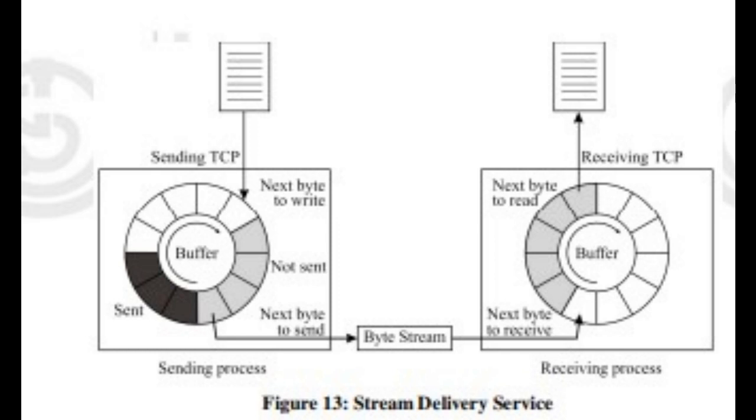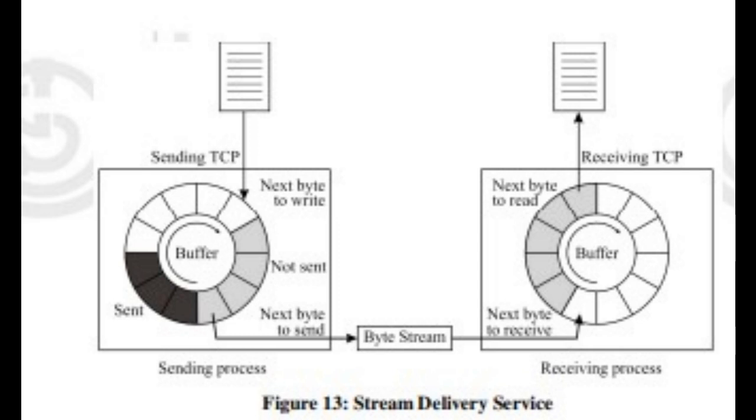At the receiving site, the buffer is divided into two sections. The white section is the section of empty bytes which can be filled by the received bytes. The black section contains the bytes which can be read by the receiving process. It handles the speed mismatch between the sender and the receiver.